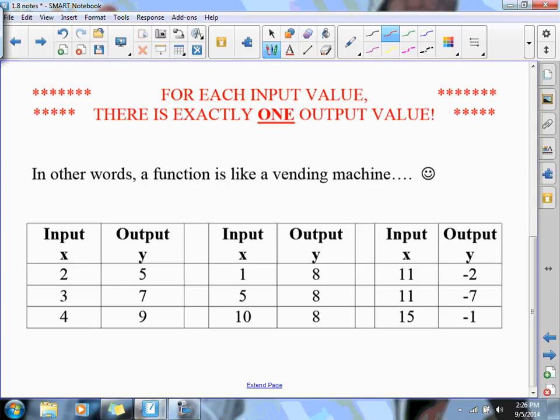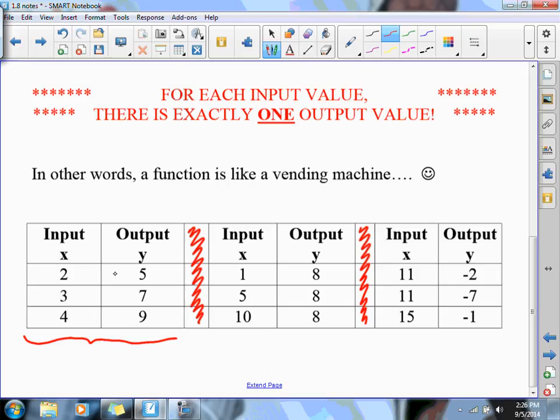We're going to take a look at these three examples down below, and we're going to figure out if they're a properly functioning machine or not. We're going to look at them one at a time. Here's one input and output table, and we're going to decide if this is a function or not. For my x value of 2, if I put 2 into the function, I get 5 out. If I put 3 into the function, I get 7 out. If I put 4 into the function, I get 9 out.